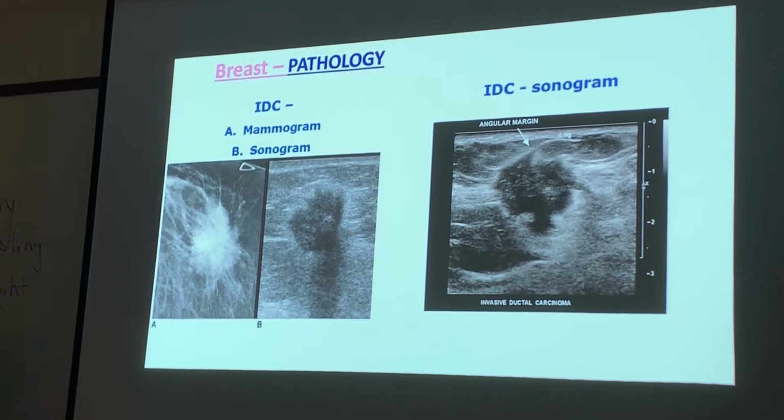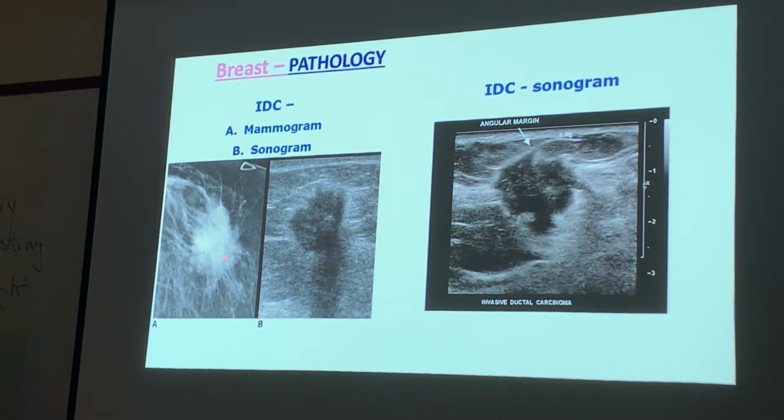Of an invasive ductal carcinoma right here. And here's the ultrasound, how it looks. Look at the hyperechoic rim right there. And look how complex, or complicated, it is on the inside. Hyperechoic. Alright? Same thing here, we have the angular margin right there.